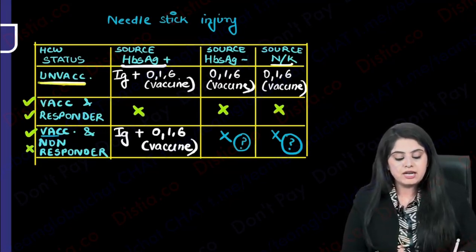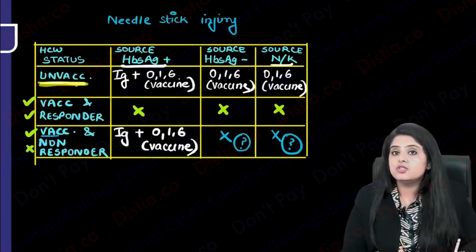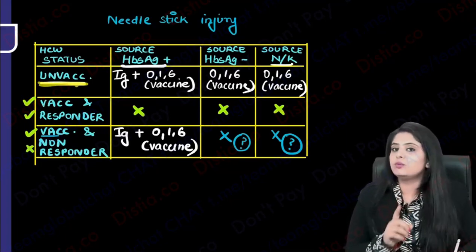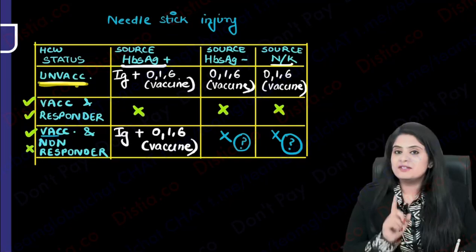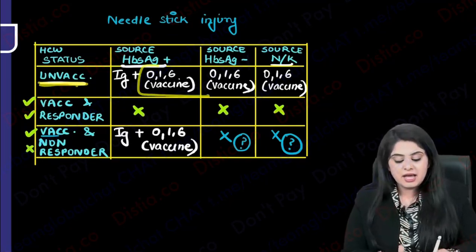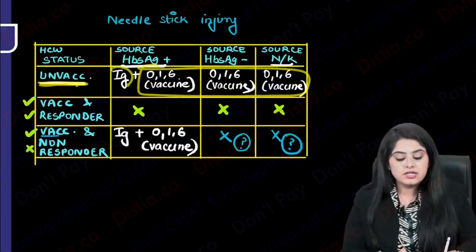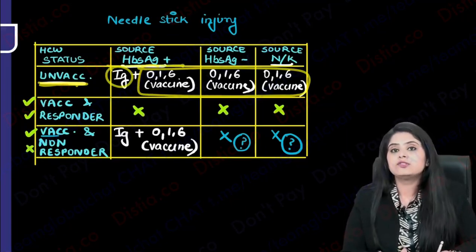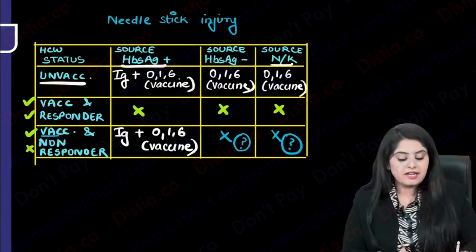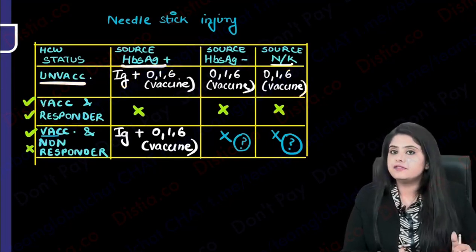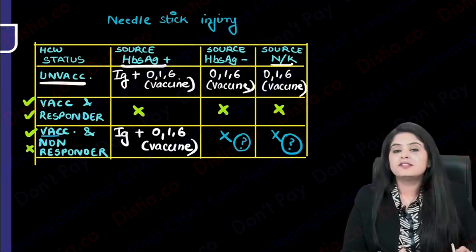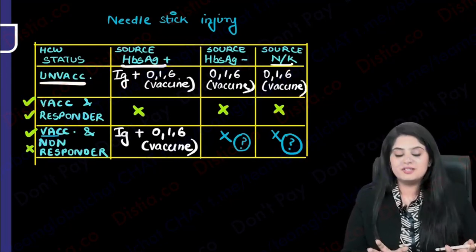So simple. If you are unvaccinated and you get a needle prick injury, so you should know if you are unvaccinated, ek to pehle vaccine lagwa lo abhi se. But if you are unvaccinated, anything anytime happens, vaccine you will always have to take hepatitis B vaccine. Additionally, you will take immunoglobulin if your source turns out to be positive. If you are vaccinated and a responder, you are the safest person on this planet. Again, some people still take it up for precautionary measures.